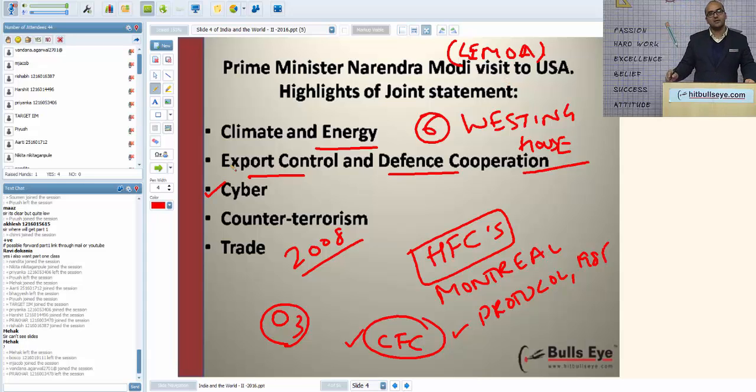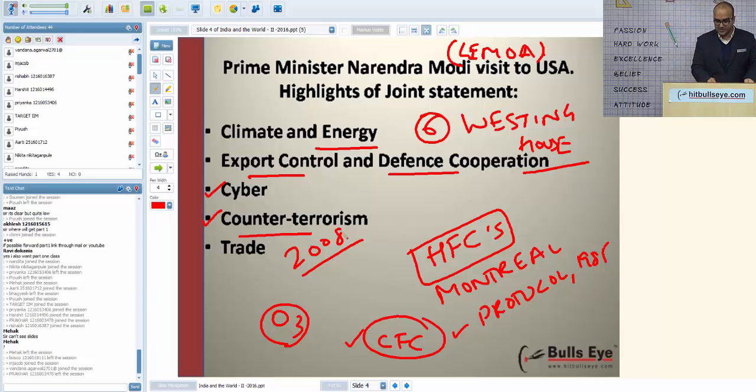Next, there are certain important agreements which were signed as far as cyber security is concerned. India and the US continue to be among the favorite targets of hackers and cyber threats. So they have agreed to share intelligence related to cyber attacks in other countries.